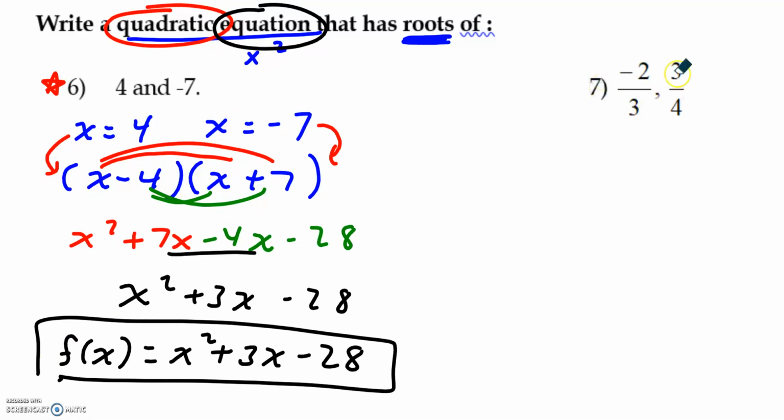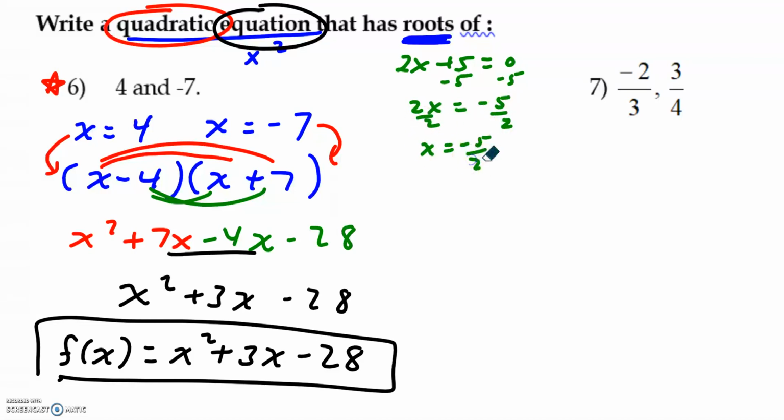Number 7 is somewhat of the same idea, except I don't want to write it as x plus 2/3 because I don't want to deal with the fractions. So just for a second, let me think about this before I start. If I had something and I factored it and I got, I don't know, something like 2x plus 5 equals 0, if I solve for x, I would have to subtract 5 first. So I'd have 2x equals negative 5. And when I divided by 2, I would get an answer of negative 5/2.